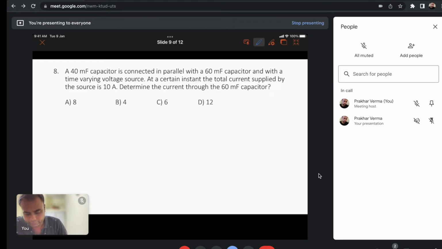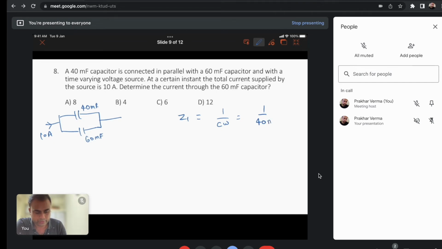Again, for the sake of clarity of the question, we'll draw the circuit. So the total current is 10 ampere, and the capacitors are 40 millifarad and 60 millifarad. Now Z1 will become 1 upon C omega, that is 1 by 40.